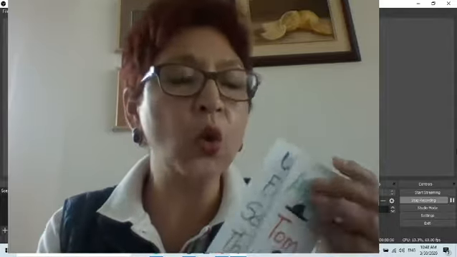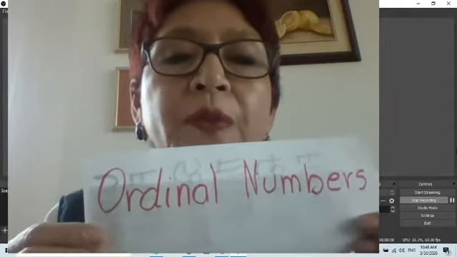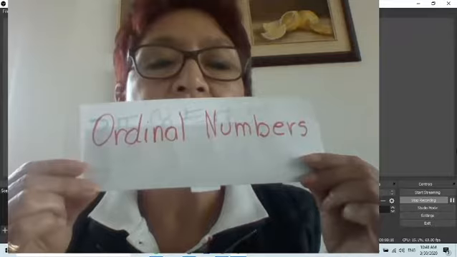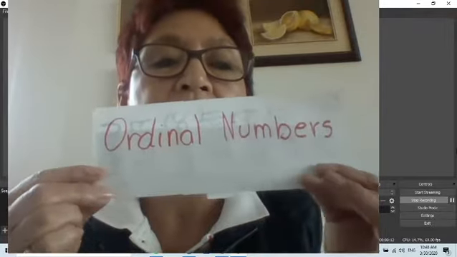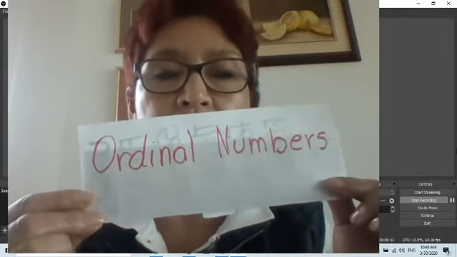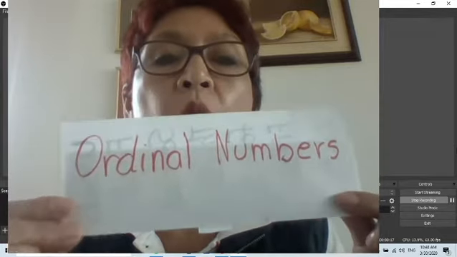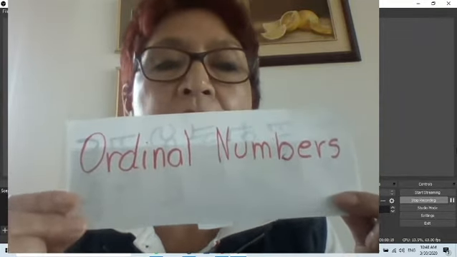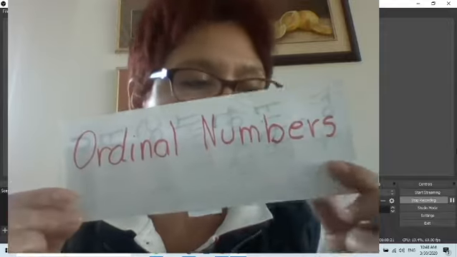So that's what ordinal numbers do. That is the job. Esta es la función de los ordinal numbers. Poner las cosas en orden. Nos dicen qué orden está, en qué posición está.